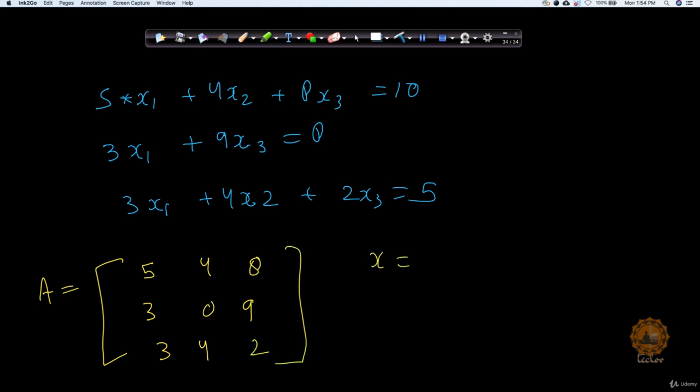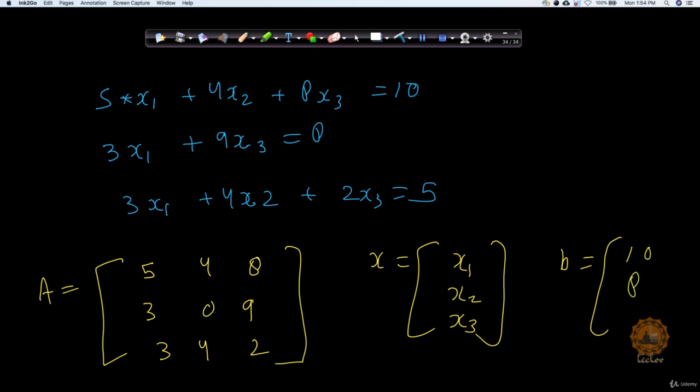What is my x? X is going to be x1, x2, x3. That means we have three unknowns. And what is my output B? Output B is 10, 8, 5, and this is what we have to solve. There will be three equations, three unknowns, and we can very easily get our output from this particular format. So you can always get your outputs while solving this sort of problem.